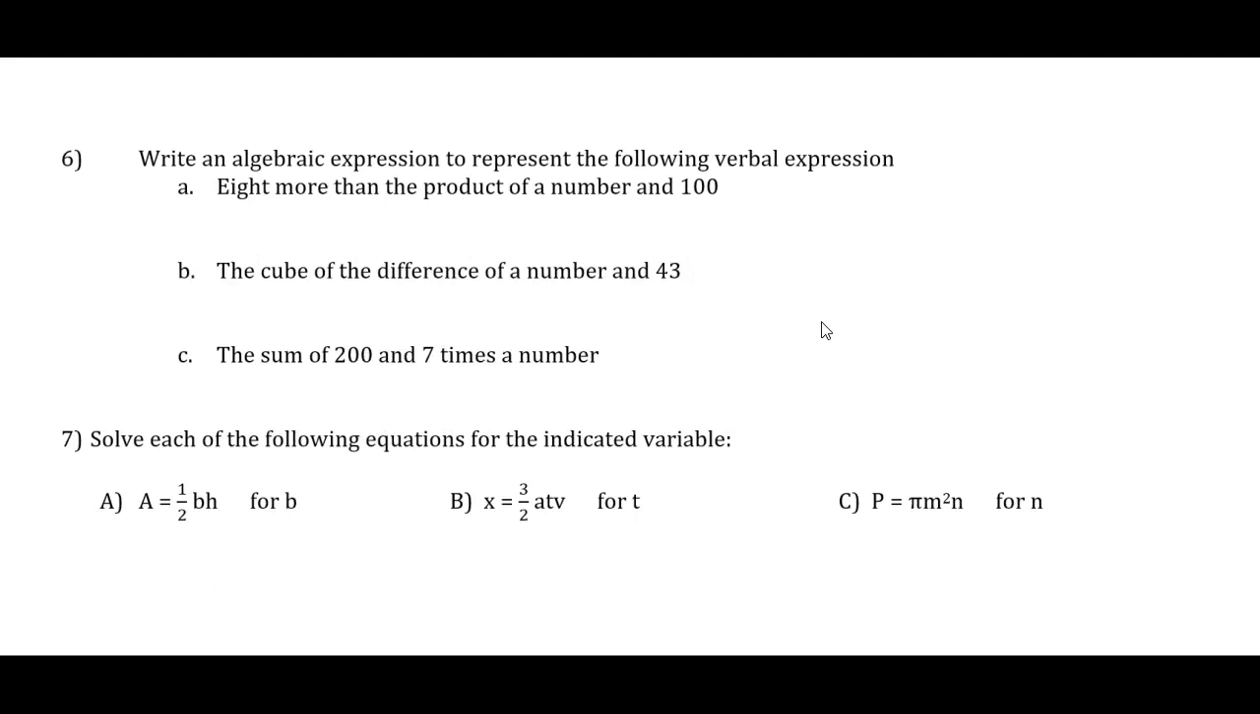Another part of the unit was to be able to rewrite expressions. So we have 8 more than. More than means to add or plus. The product, that means to multiply. Whatever follows of is what you're multiplying. So it says the product of a number and 100. So 8 more than means 8 plus the product of a number and 100. So that would be 100n or x, whatever variable you pick.